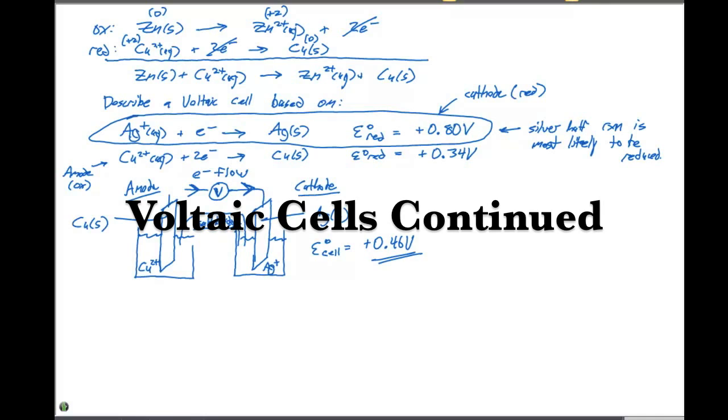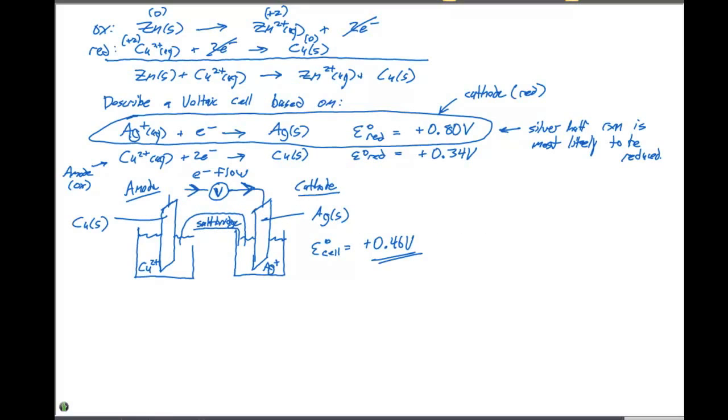So the question is, how did we obtain that particular number? And what's happening in this particular process? The half reaction occurring at the anode is our oxidation half cell. So in the oxidation half cell, we have copper solid that's being oxidized to copper 2+ in aqueous solution plus 2 electrons.